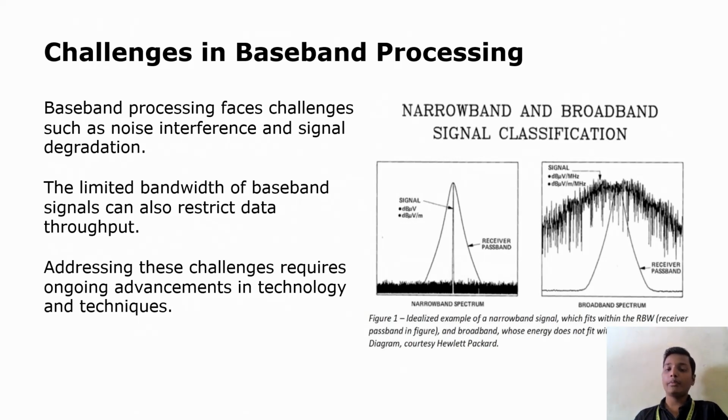Narrowband and broadband signal classification. Idealized example of a narrowband signal, which fits within a receiver band in the figure, and a broadband signal, whose energy does not fit within a receiver band.